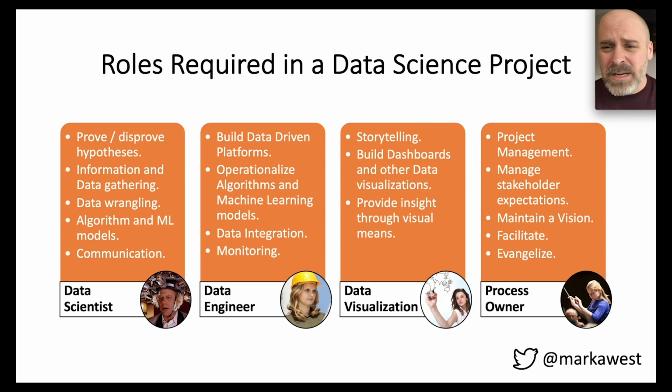You're going to need a process owner to tie all this together. The process owner is going to be the project manager. They're going to maintain your stakeholders' expectations. Your stakeholders are going to have big expectations of this data science project, so you need somebody who can maintain those expectations. You need somebody who can maintain a vision, who can keep the team working in the same direction. Somebody who can facilitate, who can deal with those difficult system owners when they won't give you access to their database. And also somebody who can go around your organization and say, hey, look, this is our data science team. Look at what they're doing. This is big stuff.